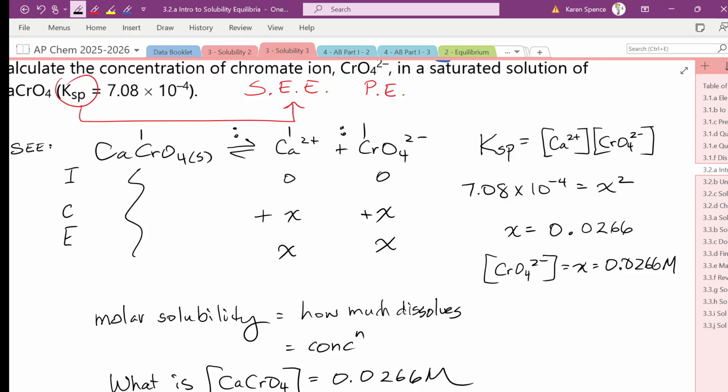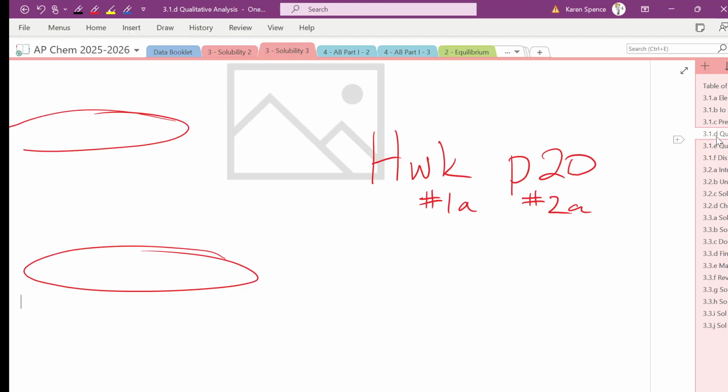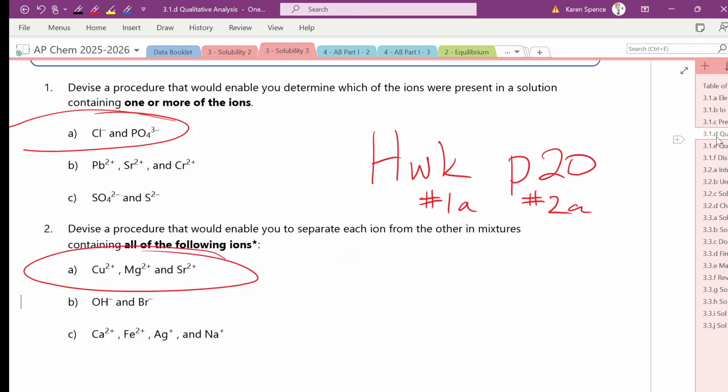This is as far as I got with the other class. In fact, I didn't even get through this last one because we spent a lot of time going over the review. They asked a lot of questions. So we are done. If you wanted to take the next 10 minutes to do the homework, which was page 20, number 1A and 2A, you could knock that out of the park and go home and just study.